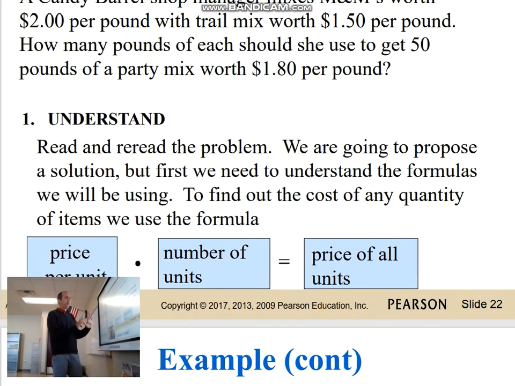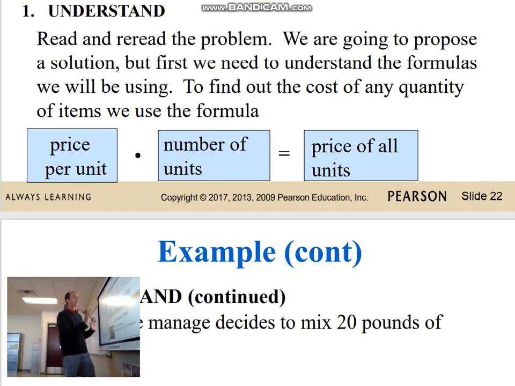We'll read, reread, try to grasp, to understand. We are going to propose a solution. This is a method, right? You don't need to do this every time, but if you still don't understand, just guess a number. And then we're going to find out if it's right or wrong, but at the end, we will understand the problem better. To find out the cost of any quantity of an item, we're going to use this formula here: price per unit times number of units equals price of all units.